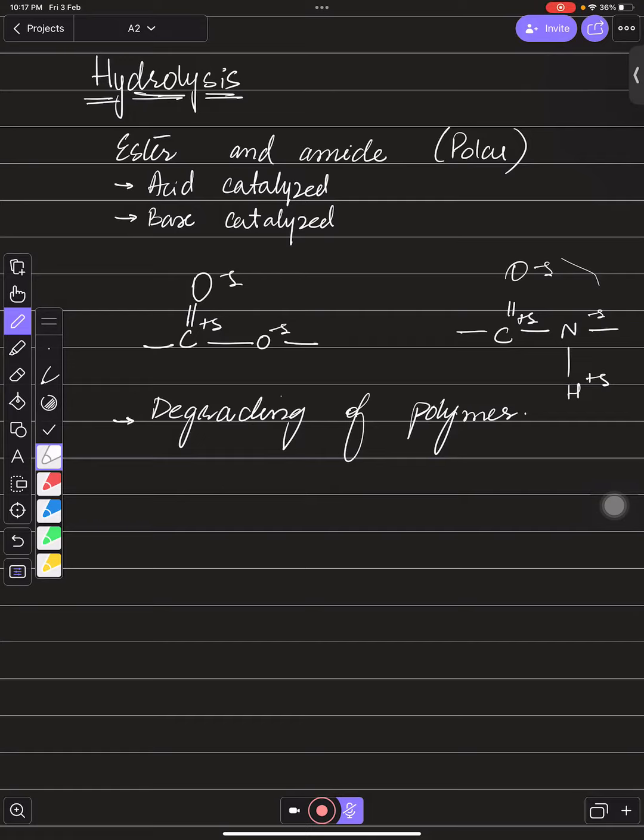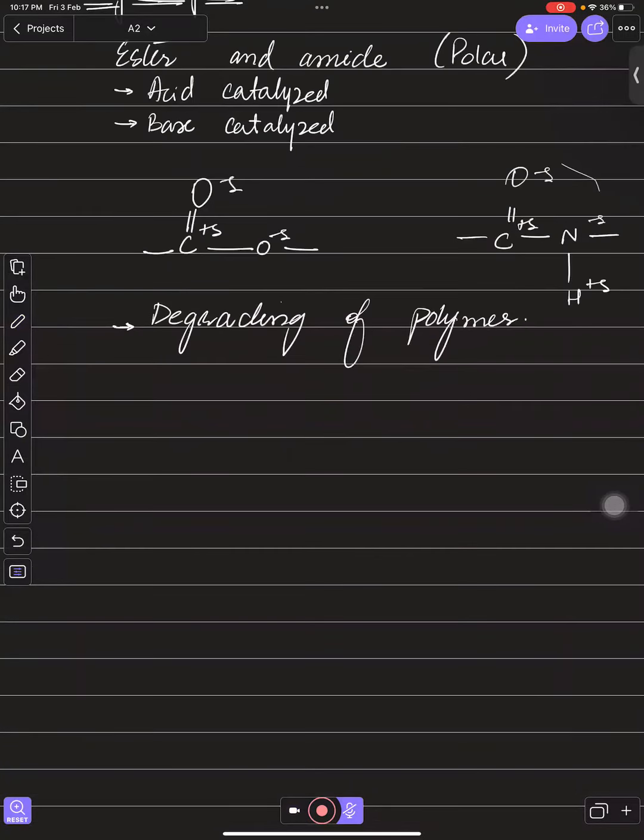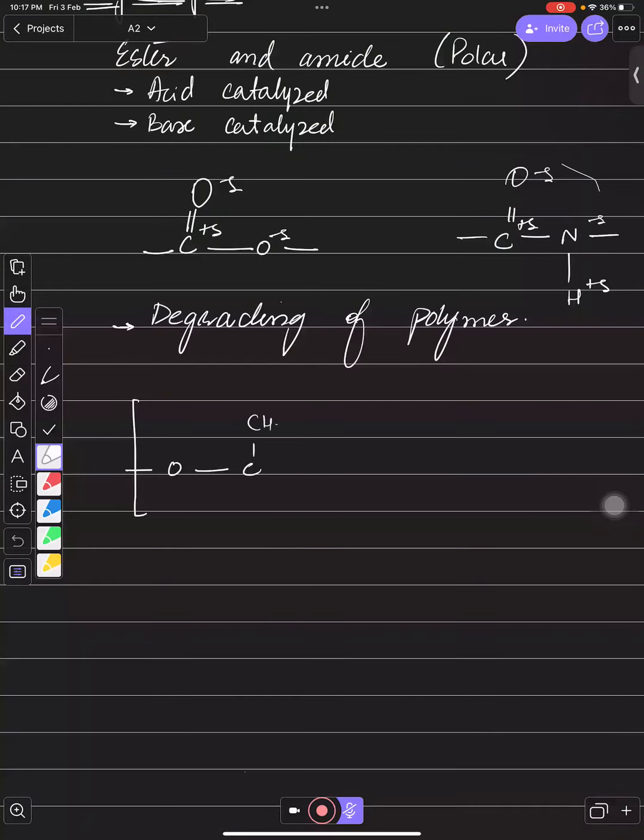If we talk about the polyesters, remember this: polyesters can be hydrolyzed in a similar way as simple esters do, right? In this procedure, you will see the formation of carboxylic acid and alcohol groups. This is the same thing, right? Just look over here. Suppose you have this one. This is one of the polymers we have, like that.